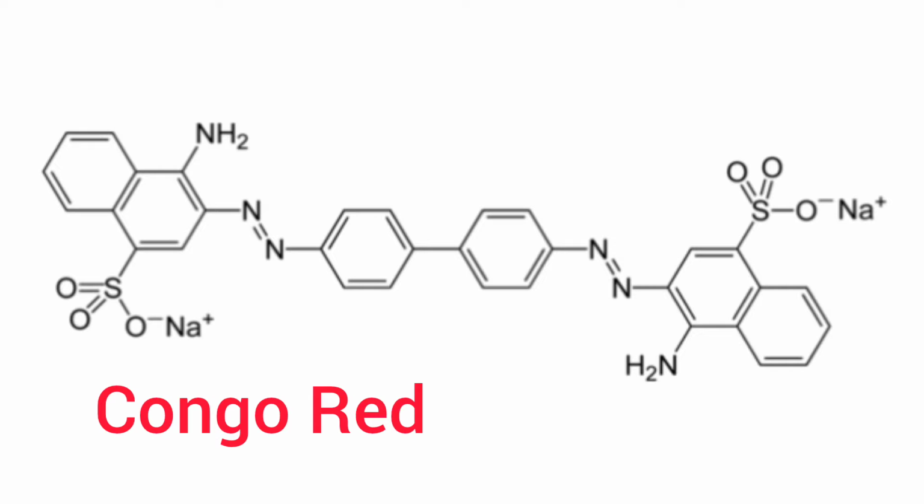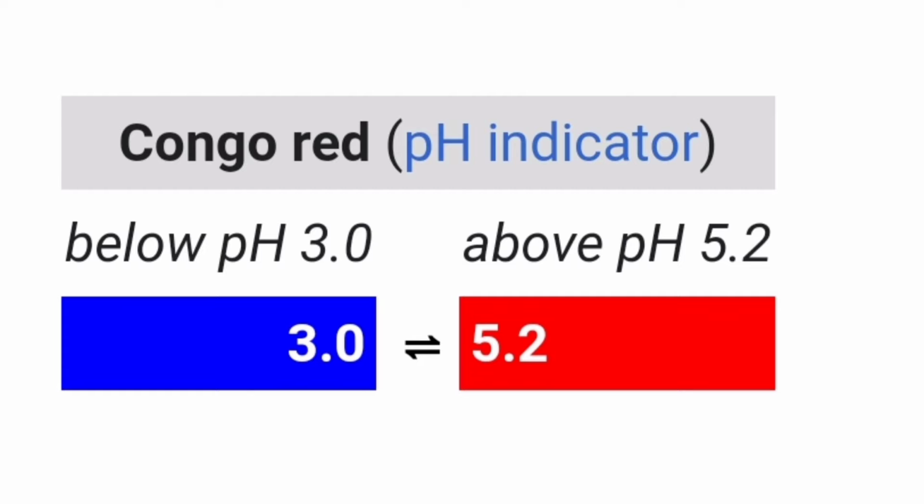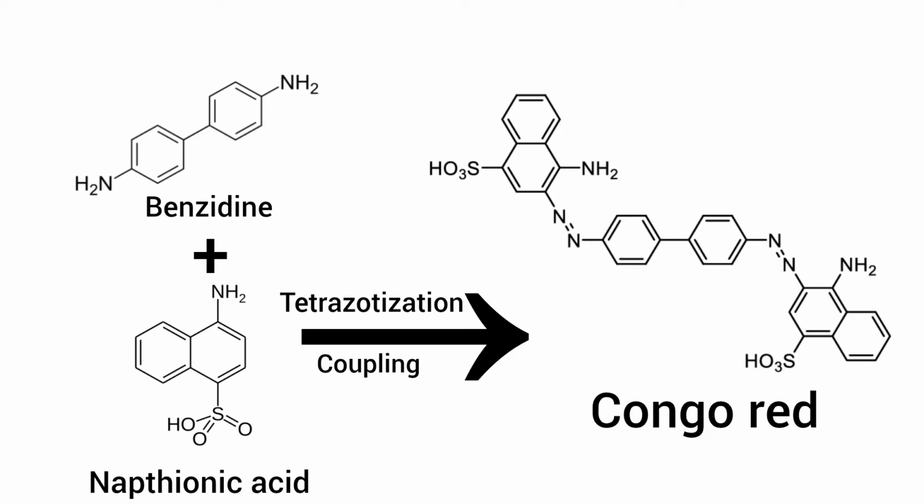In this video, I will be synthesizing Congo Red, an azo dye which is blue in strong acidic medium and red in neutral and basic medium. Congo Red is made up of two precursors, benzidine and naphthionic acid. So first we have to prepare these two precursors.